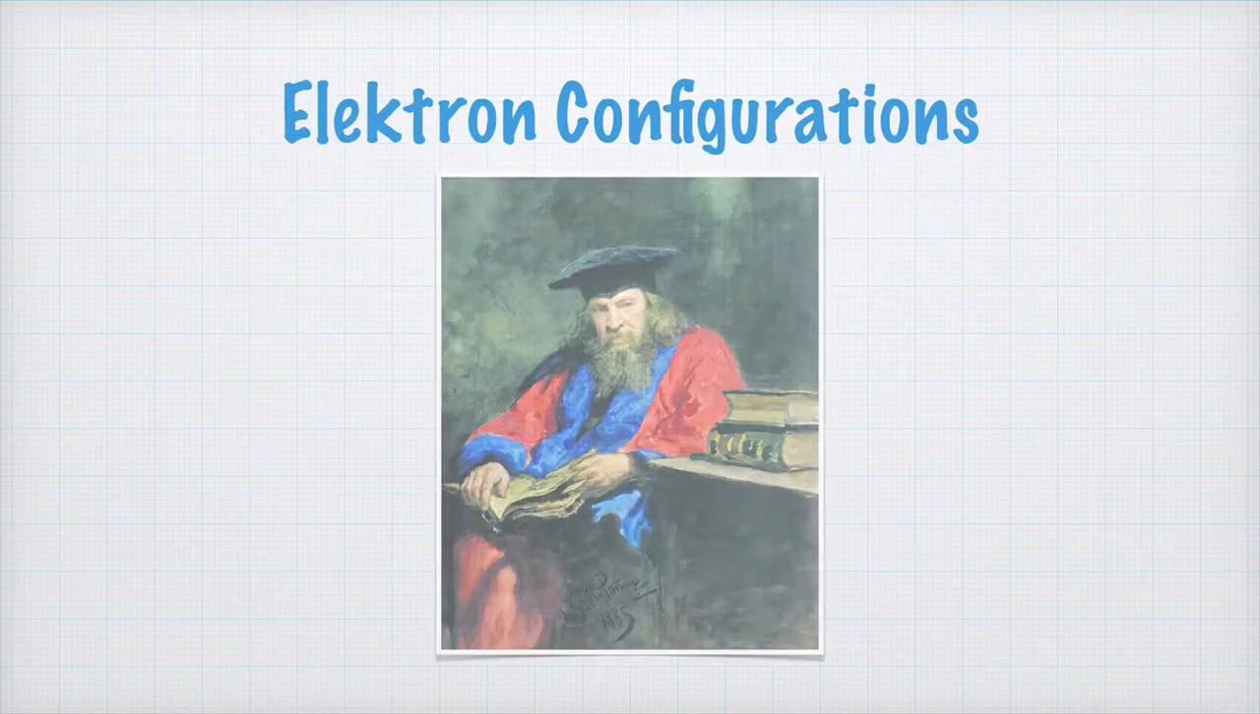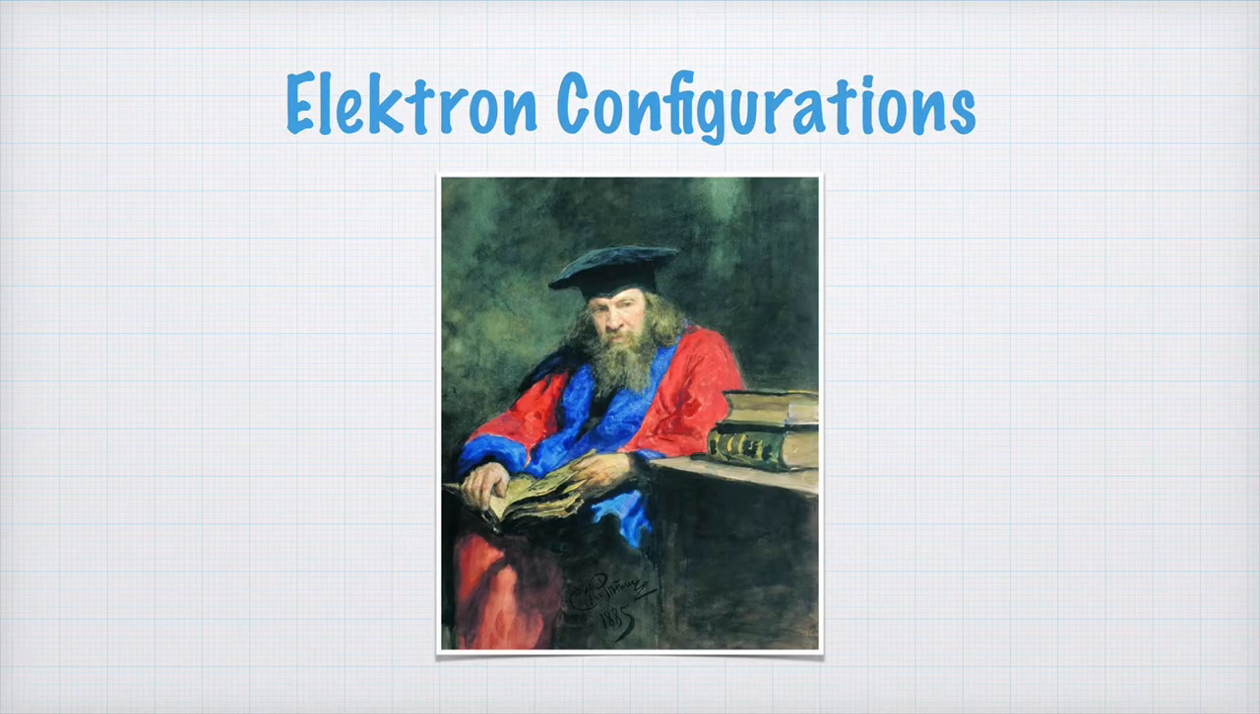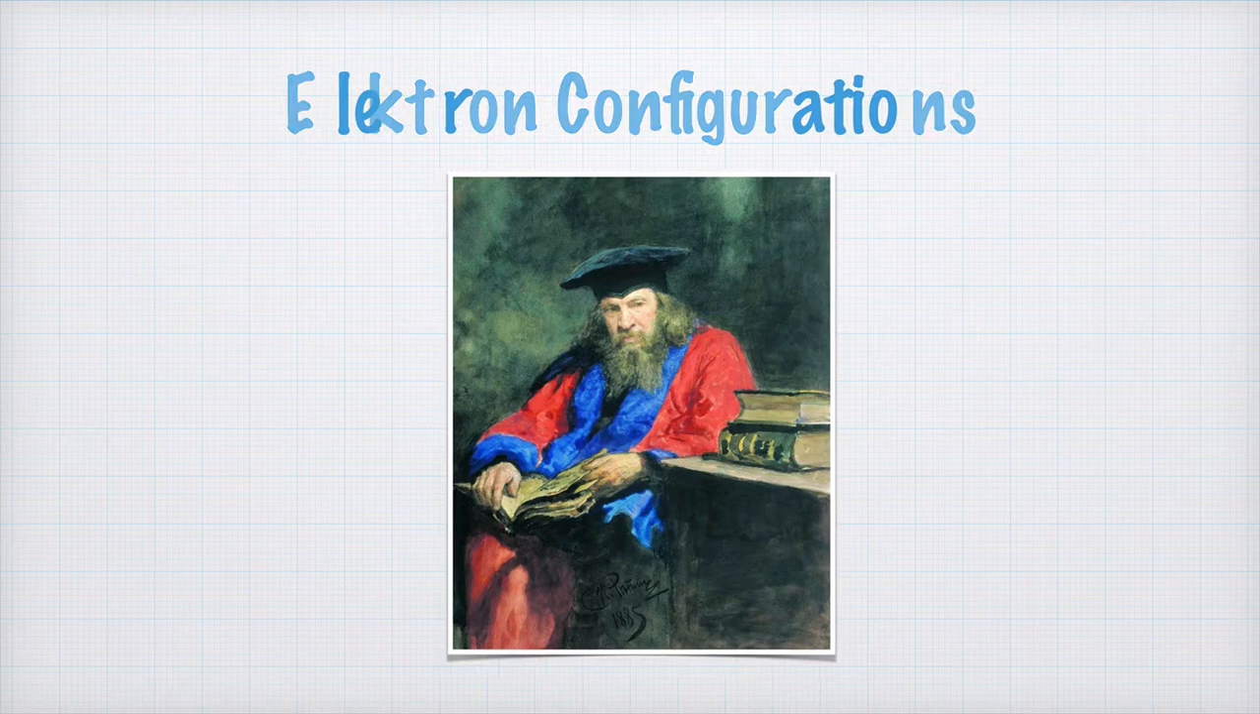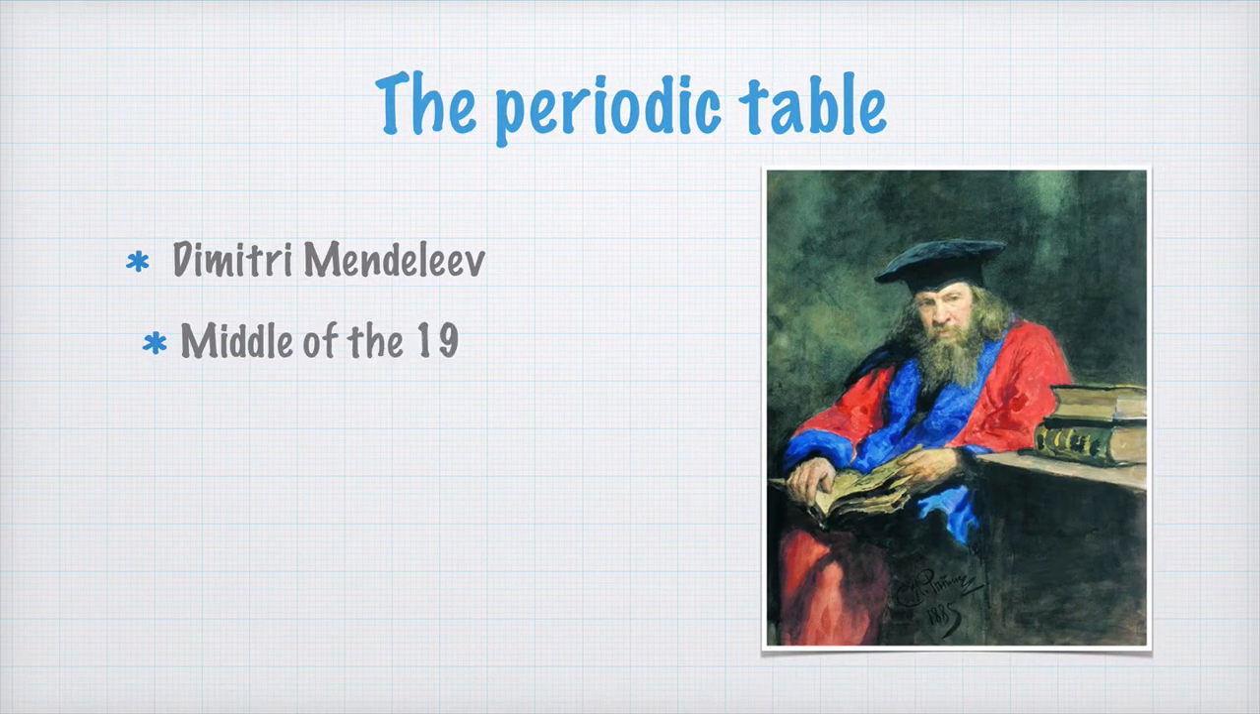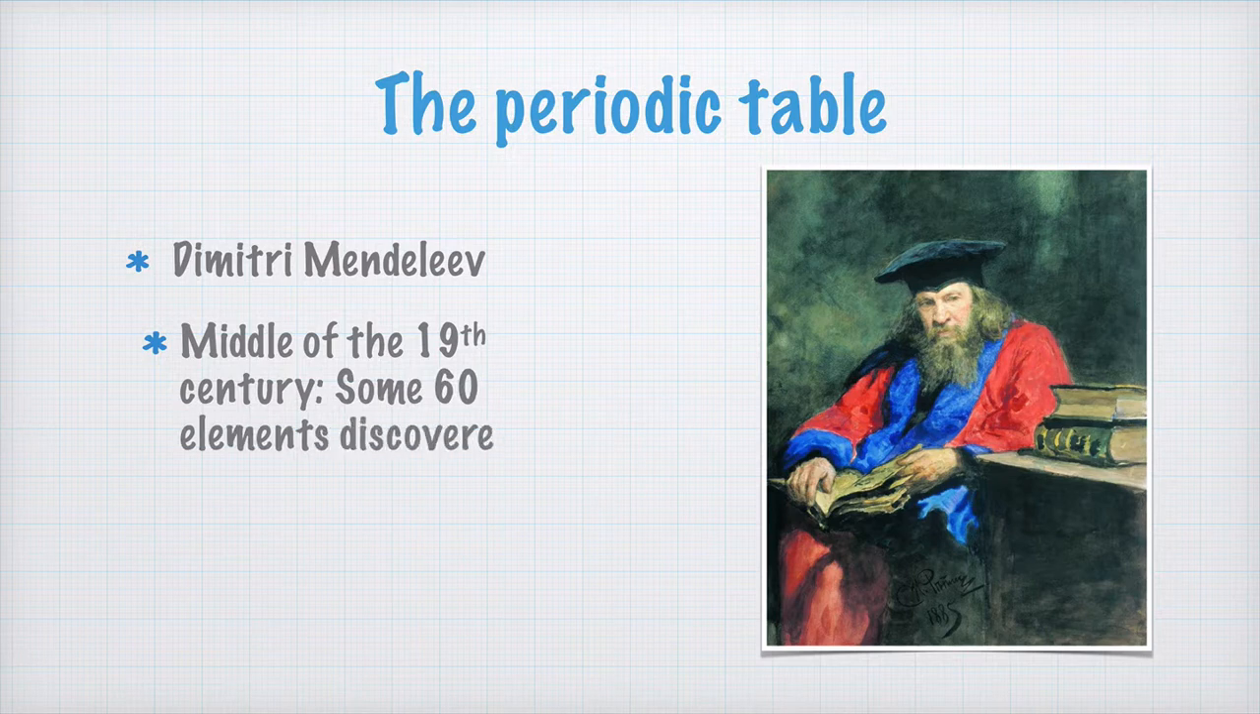But before we do that, we'll just take a small detour to visit this man, Dmitri Mendeleev. His big achievement was that he was the first one to organize the elements in a periodic table. In the middle of the 19th century, some 60 elements had been discovered. The relative masses had also been determined, so the chemists knew, for example, that the mass of a carbon atom was 12 times the mass of a hydrogen atom, while the mass of a lithium atom was only 7 times the mass of a hydrogen atom.